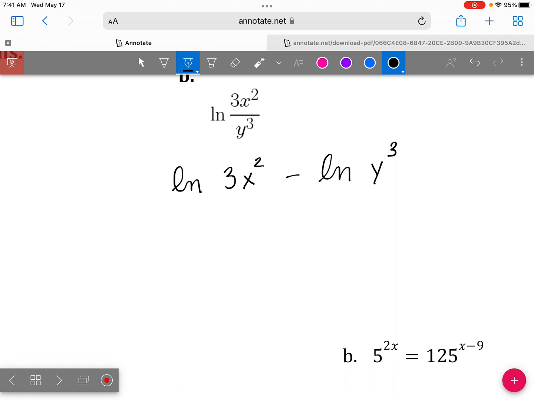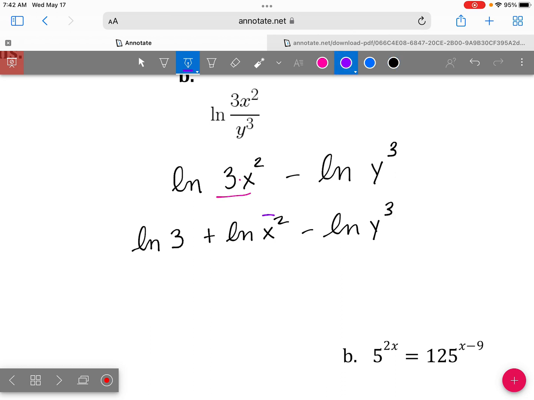Then I'm going to do my multiplication. Since we had a grouping up here, it was an order of operations situation. So then I'm going to take this guy, and we're going to separate out the pieces that are being multiplied. So we're going to have the natural log of 3 plus the natural log of x squared minus the natural log of y cubed.